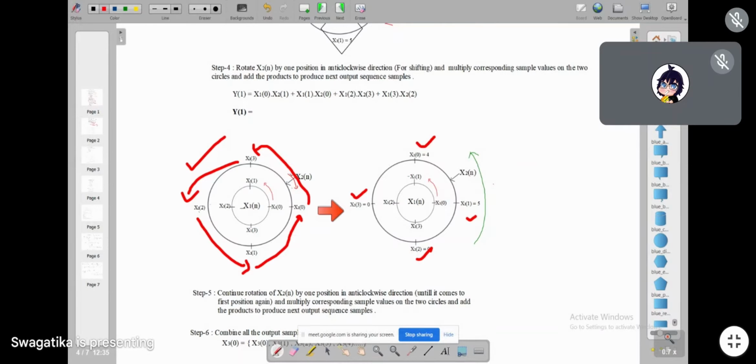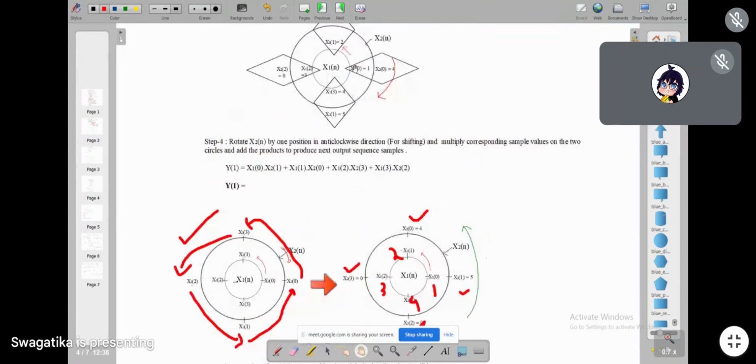So again I will arrange the values. So x2 of 0 was 4, right? Then 1 is 5. Then x2 of 2 was 0, x2 of 3 was 0, right? And x1 of n remains the same. So what was the value of x1? 1, 2, 3 and 4, because it is the same 1, 2, 3, 4.